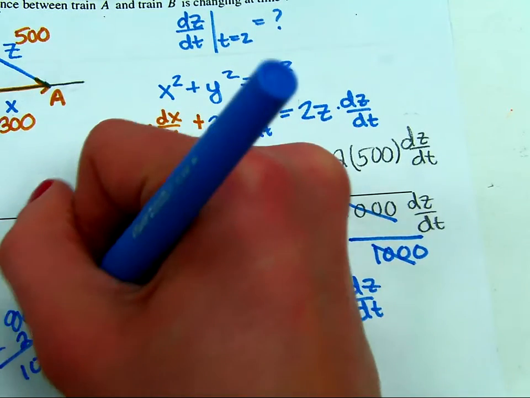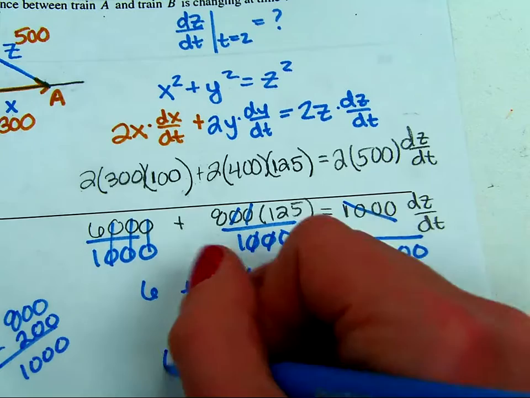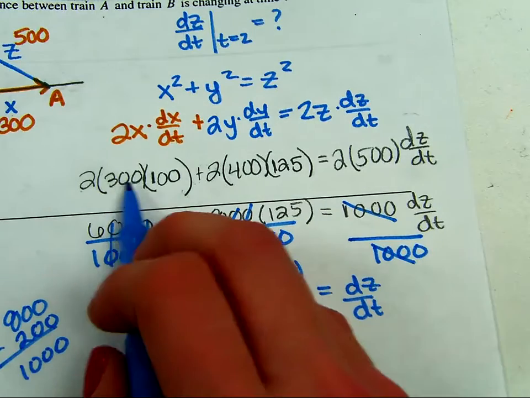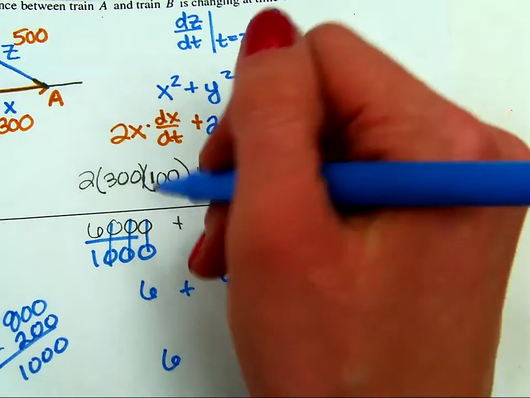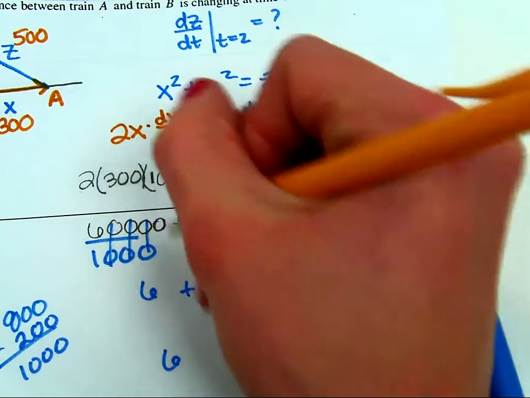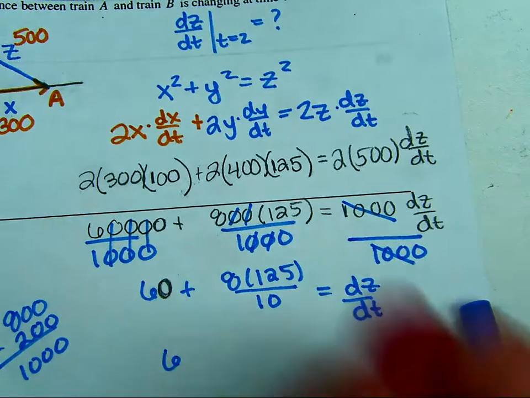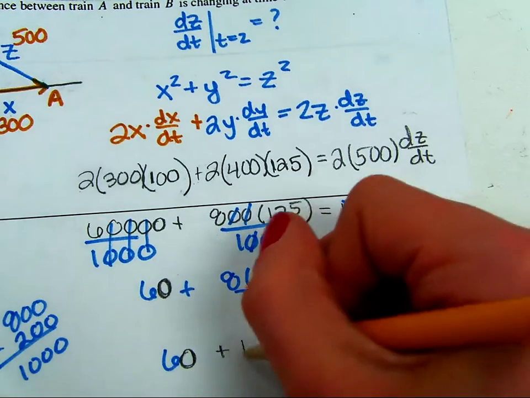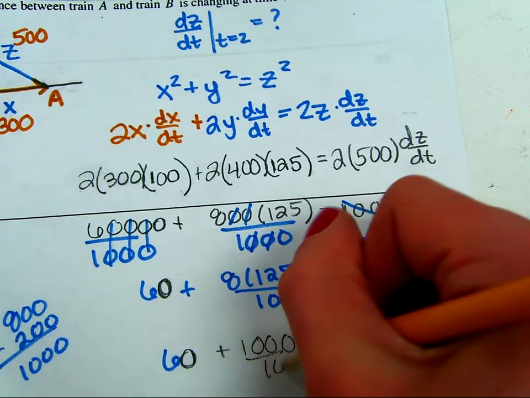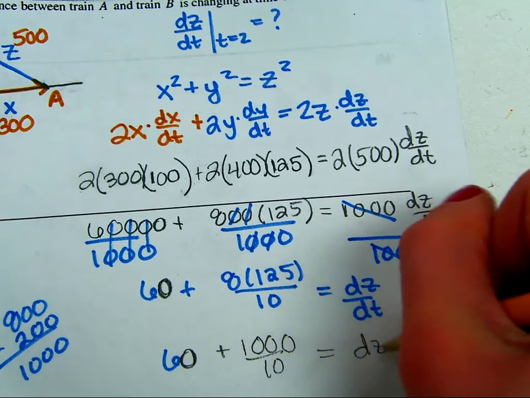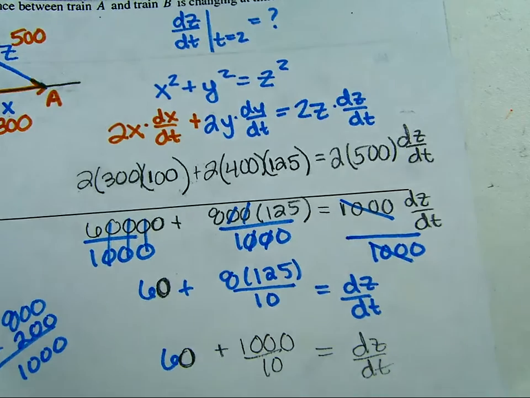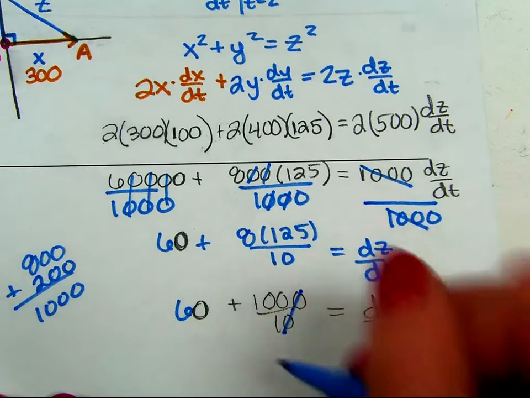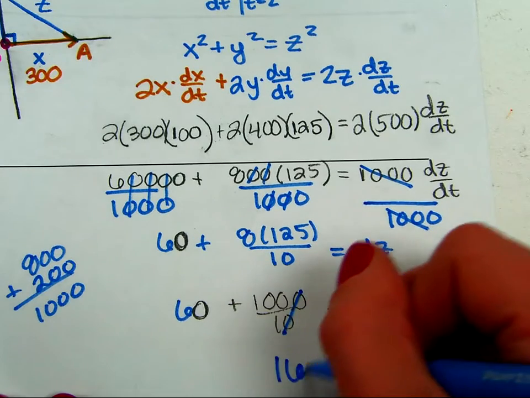So we'd get 6. And actually, I think I was missing a 0 up here. 1, 2, 3, 4. We were missing a 0 up here. This should have had 60. Sorry about that. So 60 plus over here, we just said 8 times 125 is 1,000, all over 10 equals dz dt. All right. And from there, cancel one more 0. We got this. 60 plus 100 is 160 equals dz dt.